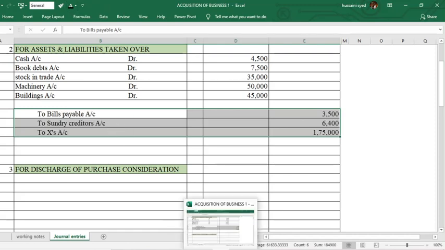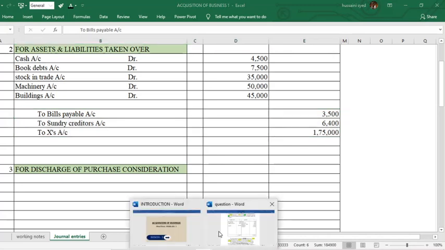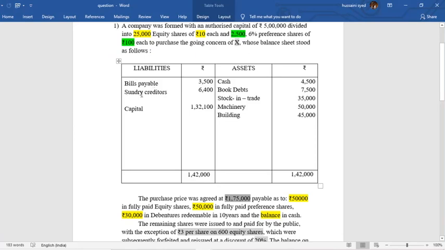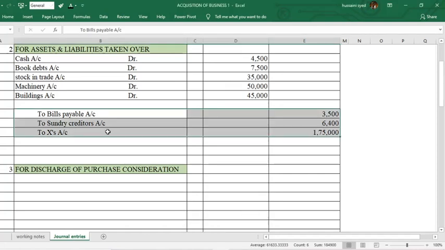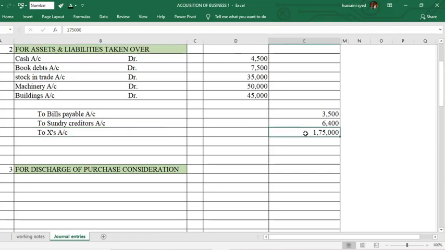What are the liabilities that we had? Bills payable and the creditors. When the company is going to take over the assets and liabilities, for that the company will pay the purchase consideration.